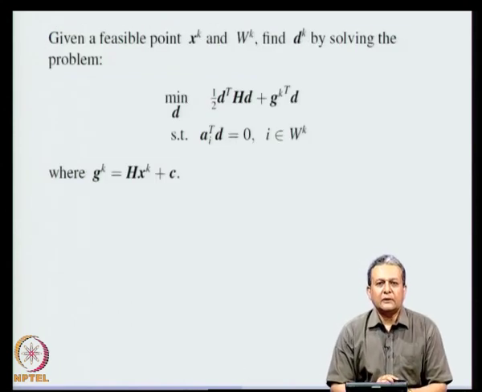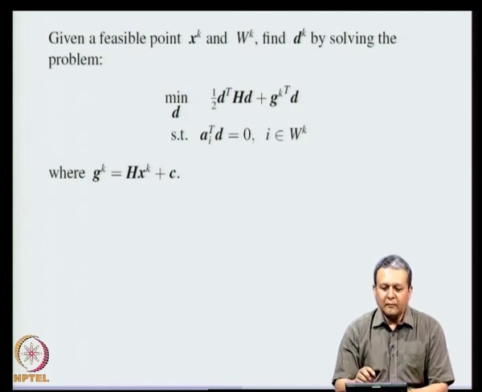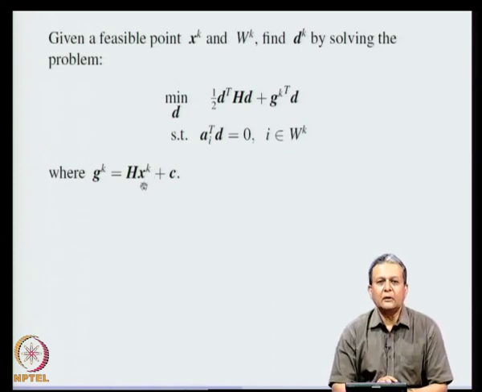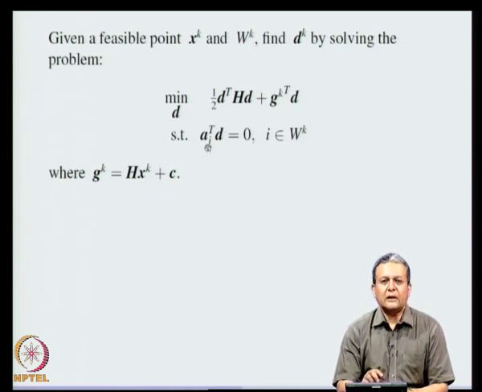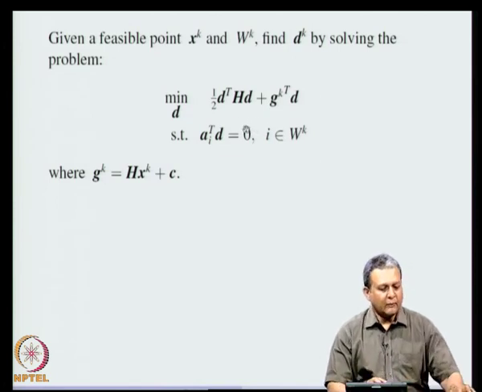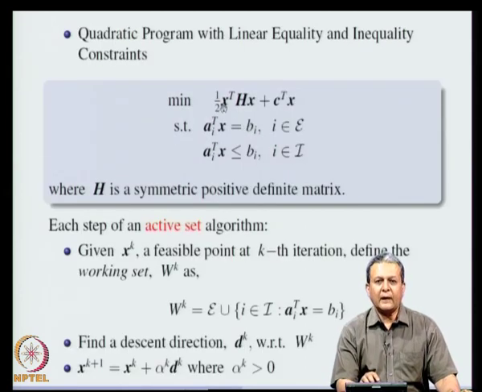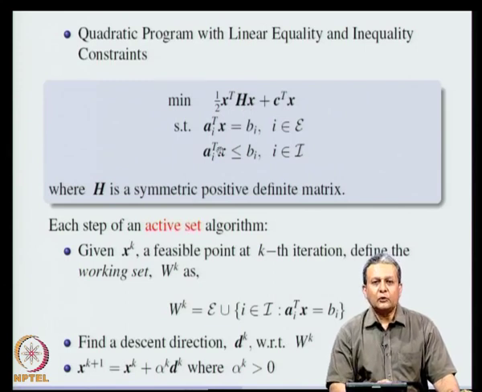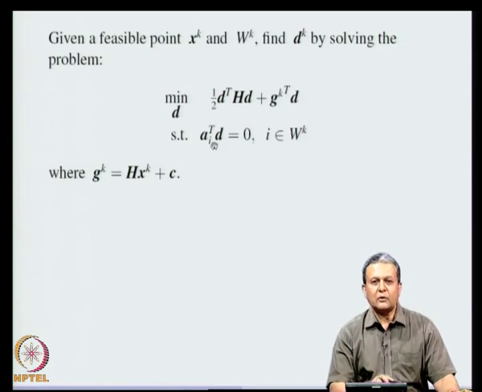As we saw in the last class, associated with Wk, we need to solve the problem which is: minimize half of d transpose H d plus gk transpose d, where gk is the gradient of the objective function at the given point xk, subject to the constraint that ai transpose d equal to 0. It is easy to derive this program using our original program. If we substitute x by xk plus d here, then to ensure feasibility, we need to make sure that ai transpose d has to be 0, because ai transpose xk equal to bi.